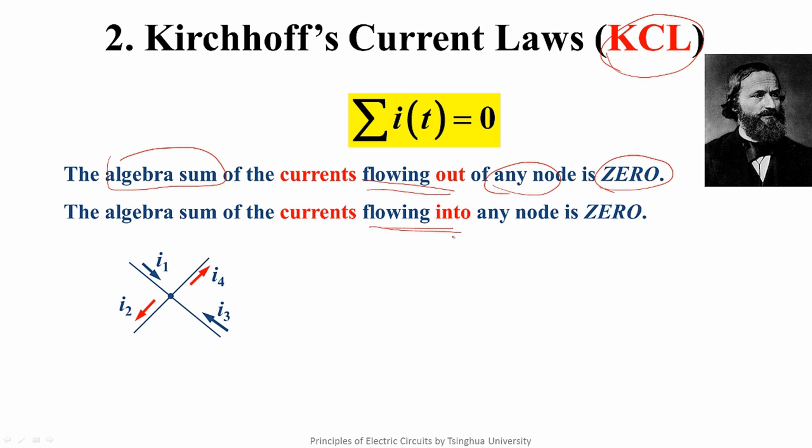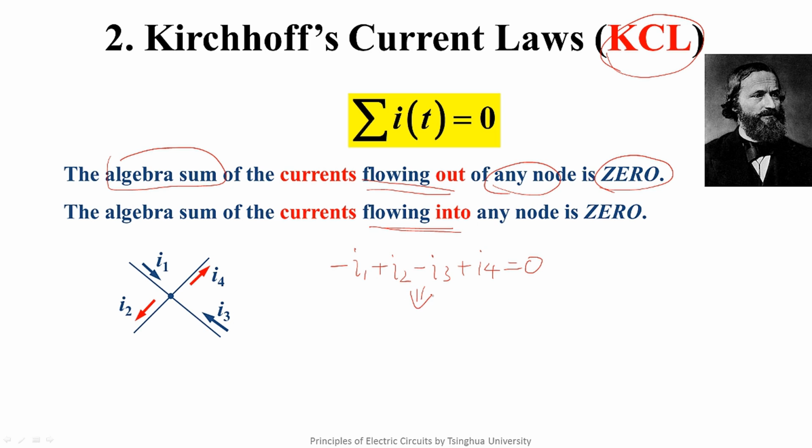Both are consistent. Well, for this node, if we write the equation using the algebraic sum of the outflow currents, how will we get the equation? I1 is flowing in, so the outflow current is minus I1. I2 is outflow, that means plus I2. I3 flows in, that means minus I3. I4 is outflow, that is plus I4. The sum equals 0. That is Kirchhoff's current law for this node.